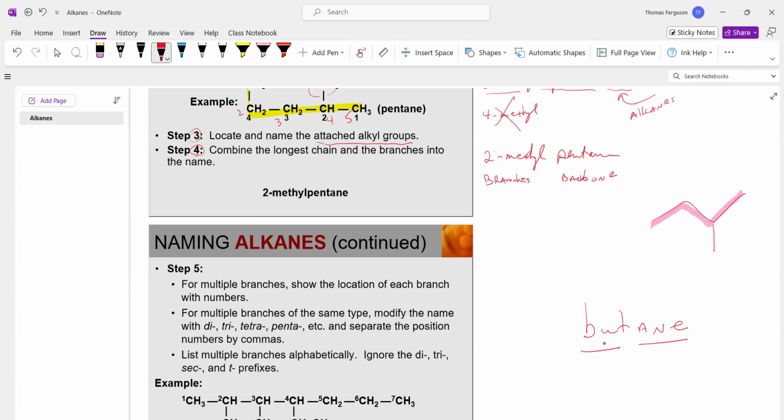Okay, it's a butane, but it's got a branch in it. What carbon number is it? Well, always number it two ways. 1, 2, 3, 4. 1, 2, 3, 4. And it's a methyl group because one carbon. It's going to be methylbutane, but what's the carbon number that the methyl group comes off of? 2 or 3?